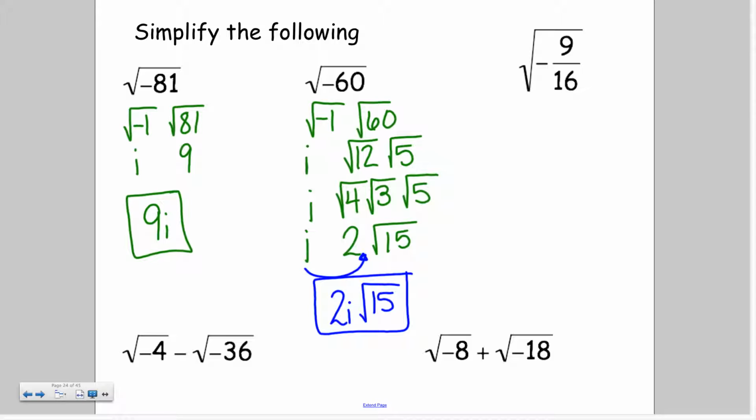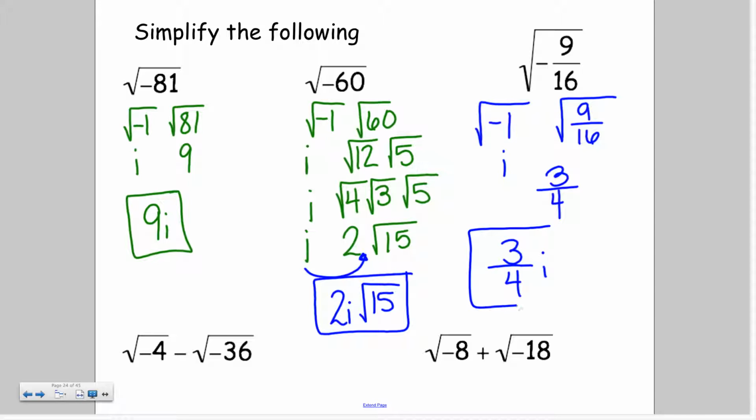Now, don't be stressed about a fraction. It's not any different, I promise. All you're going to do is take the square root of 9 and the square root of 16. So the square root of 9 is 3. The square root of 16 is 4. And we have our i. Now we need to write this correctly. So it'll be 3 over 4 and then i. And that will be our answer for those 3.